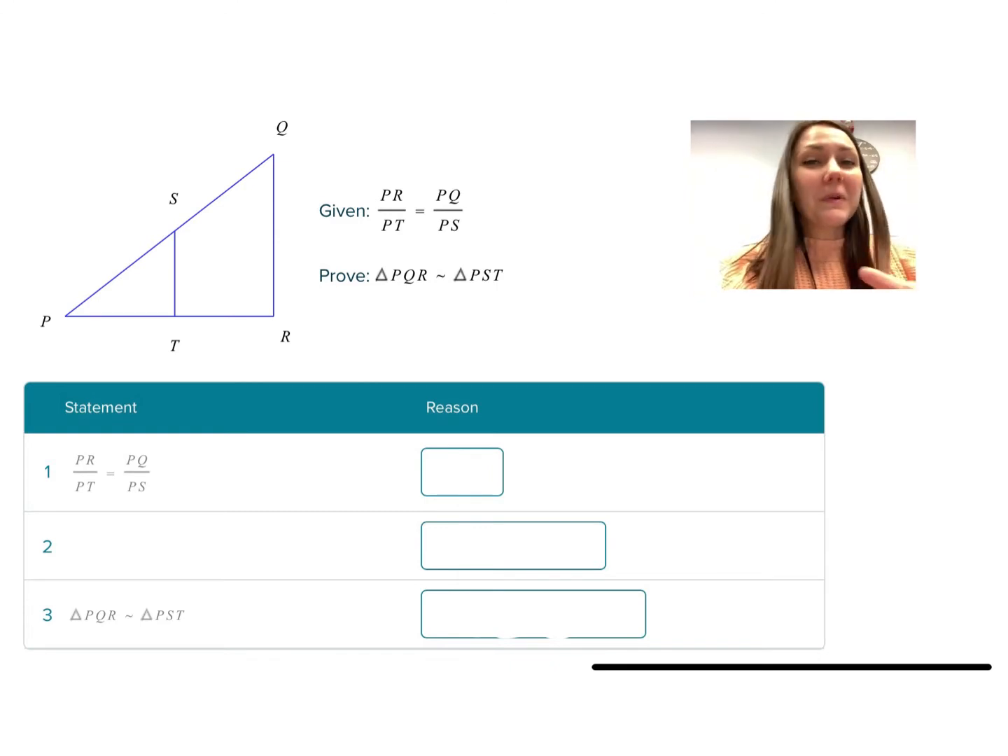I don't remember the title, but it was the one that said proofs. So basically, proofs involving triangle similarity.